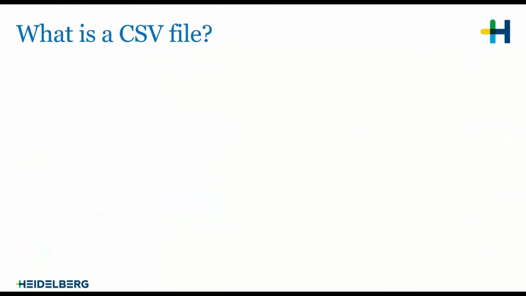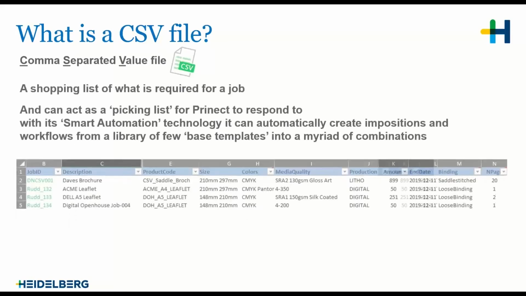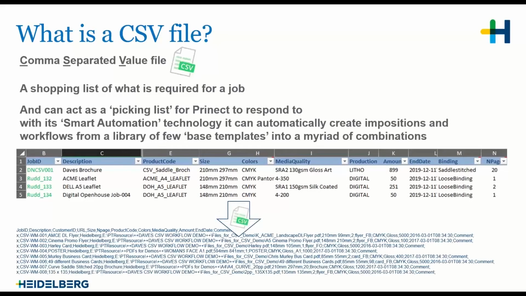But first of all, what is a CSV file? Well, a CSV file is a comma-separated value file. It's a shopping list of what is required for a job, and it can act as a picking list for Prinect to respond to. With its smart automation technology, it can automatically create impositions and workflows from a library of a few base templates into a myriad of different combinations.